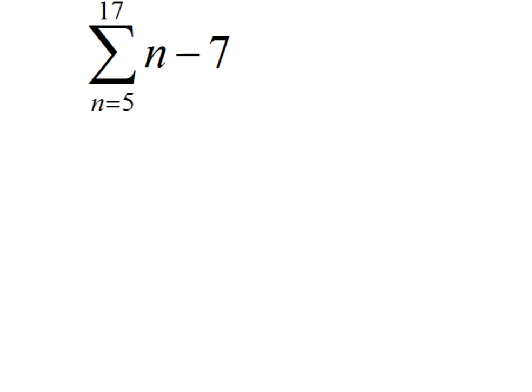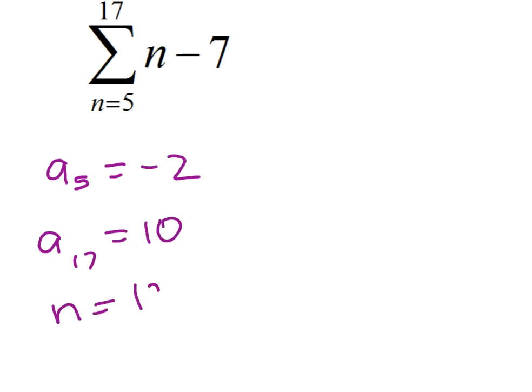So we need to find A5. It's going to be negative 2. We need A17. 17 minus 7 is 10. And my number of terms here is 13. It's not 12. You're adding 1 to include that starting term at the bottom as well.